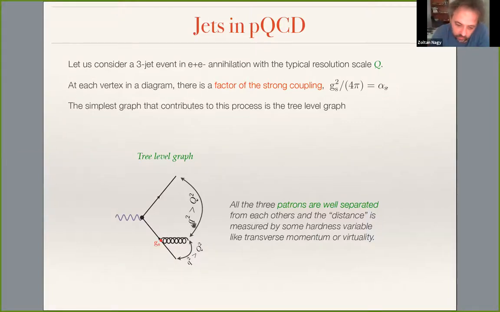Okay, so the first thing you need here is some kind of hardness variable to measure the distance, how far they are from each other. If they are well separated in angle and rapidity, they are far from each other and they are hard enough to be able to observe.